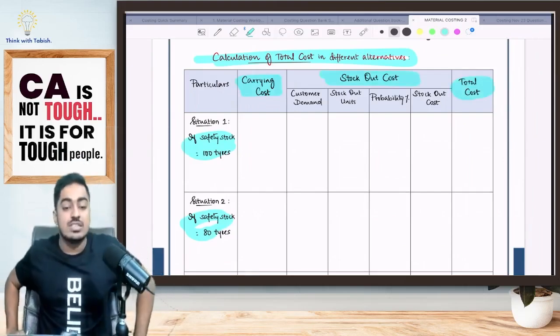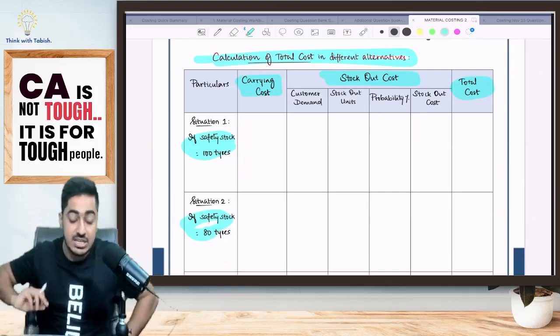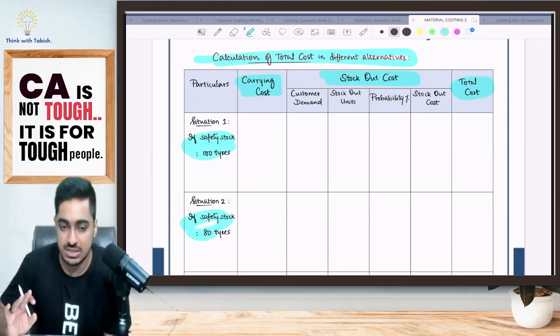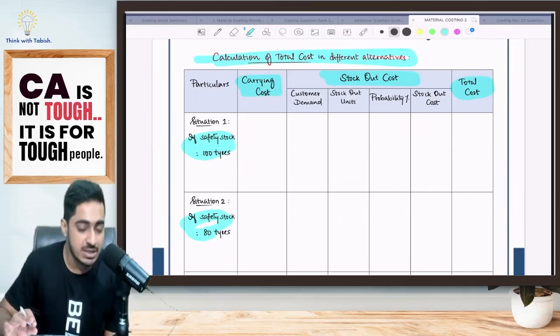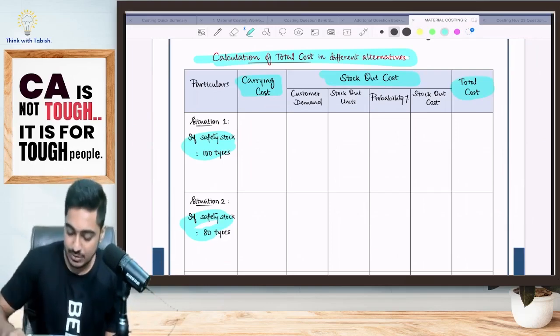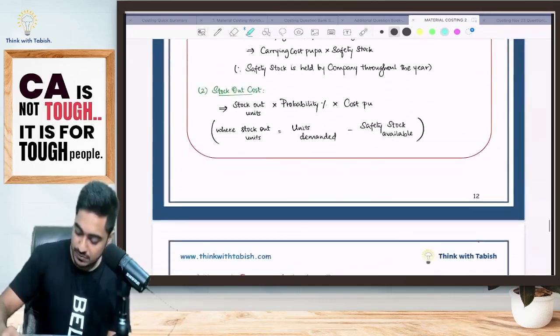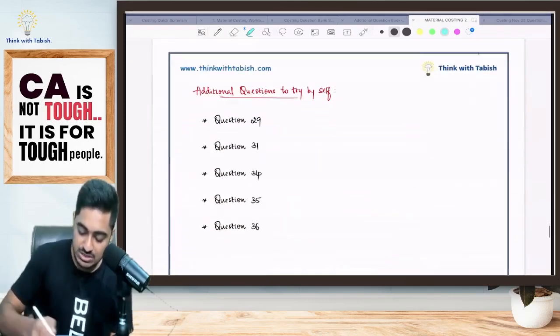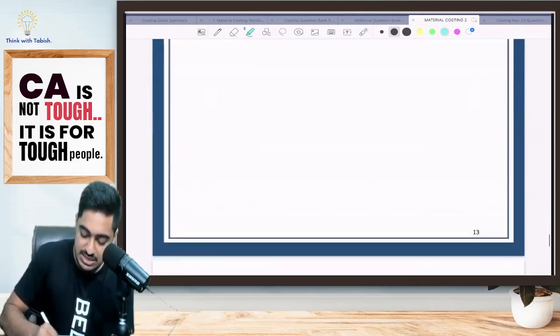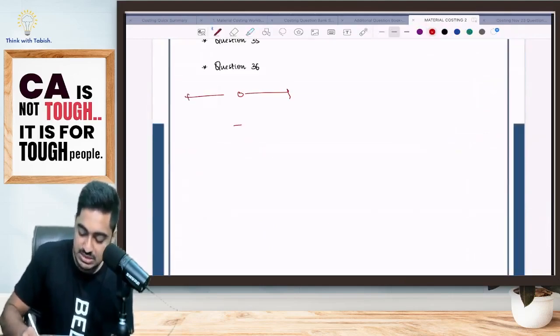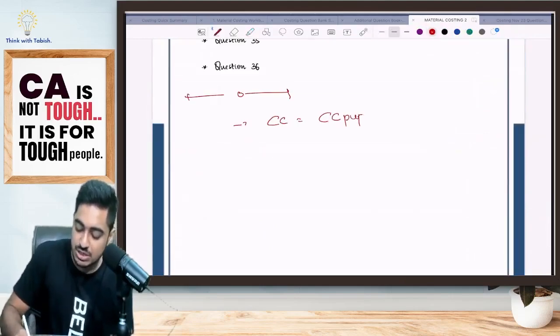So sir, what is the formula of carrying cost? Now pay attention. Here your basics are going to come into the picture. If you have just memorized things by heart, you are going to be in big trouble. Carrying cost formula is carrying cost per unit per annum into average inventory.